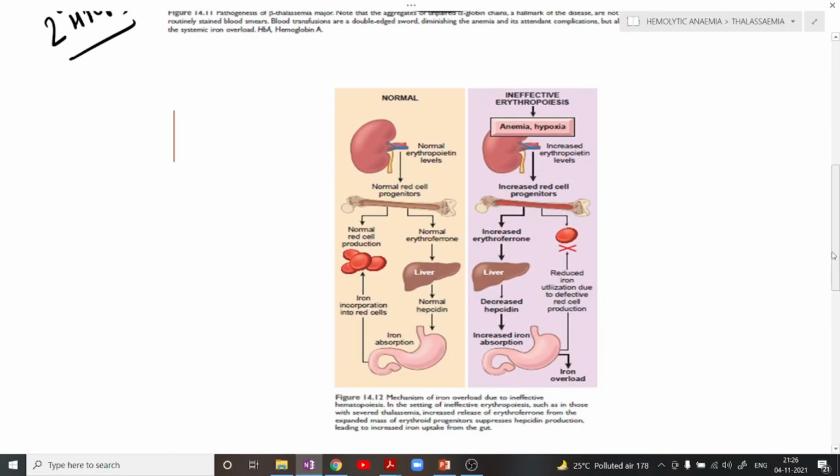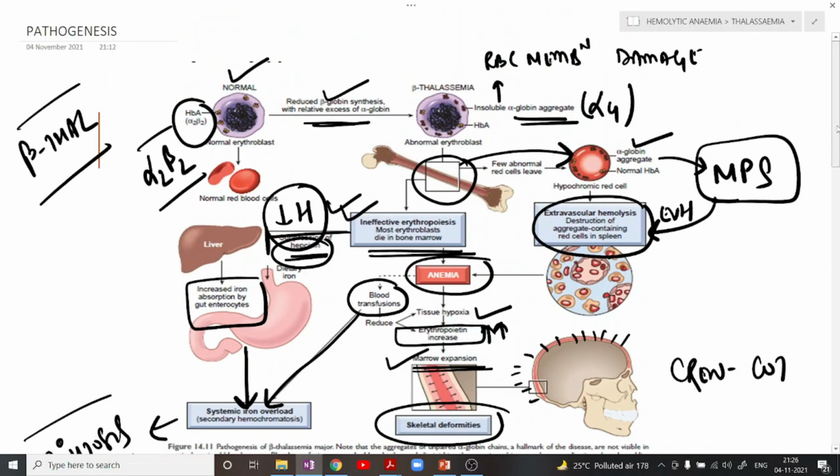Now, as we already mentioned, whenever there is ineffective erythropoiesis, it is going to increase the amount of erythroferrone, which is going to decrease the hepcidin production, leading to increased iron absorption. So this is all about the pathogenesis of beta thalassemia, and now we are going to next discuss the variants, the beta thalassemia major and the minor, along with the lab diagnosis.